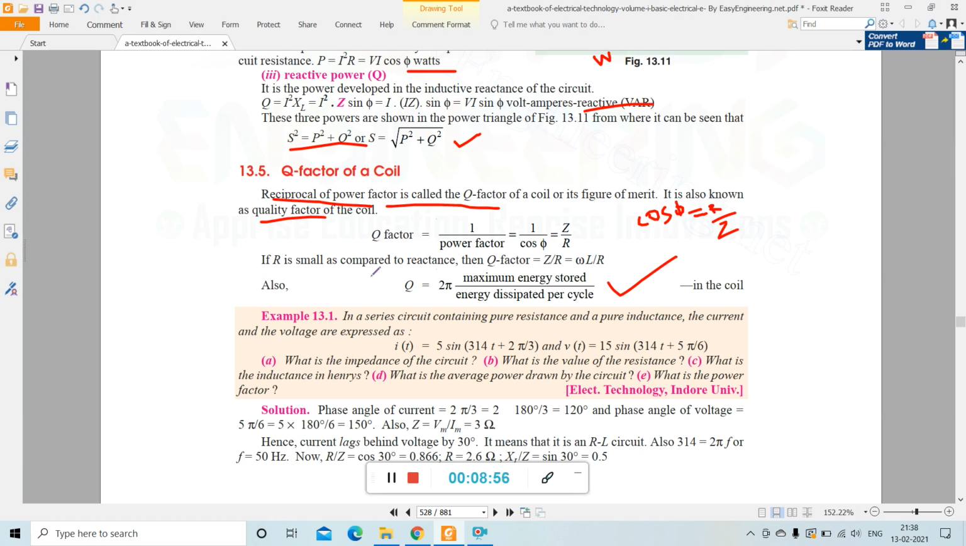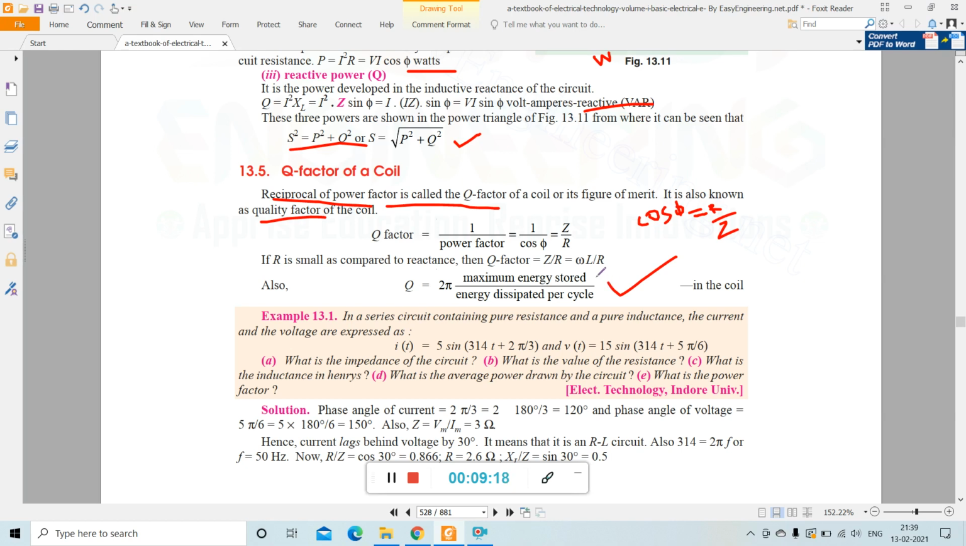If R is small as compared to reactance, then quality factor is equal to Z by R, that is equal to omega L by R. Quality factor Q is also equal to 2 pi into maximum energy stored divided by energy dissipated per cycle. So this is the expression for quality factor.